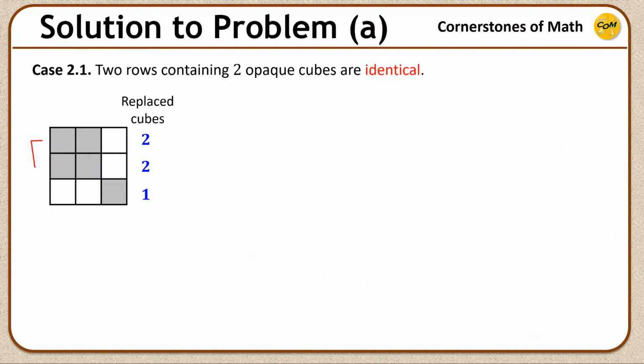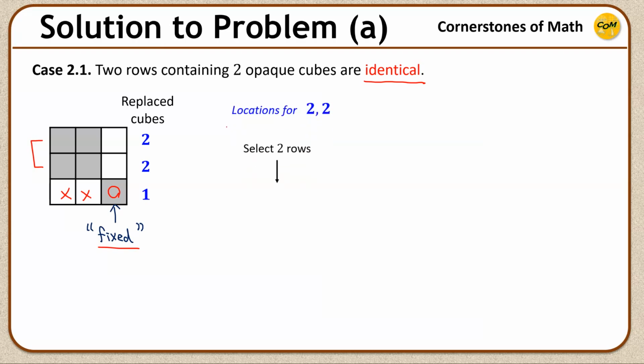The method of counting differs between those subcases. First, when the 2 rows containing 2 opaque cubes are identical, then the remaining row has only 1 possible location for an opaque cube. That is, its column index is automatically fixed.